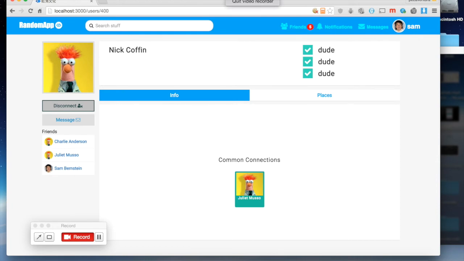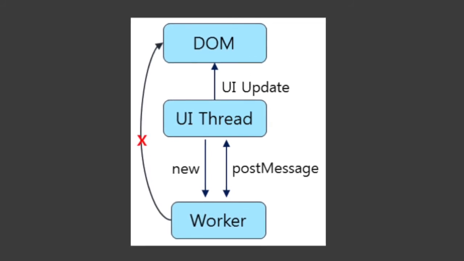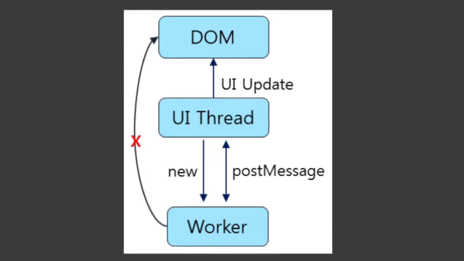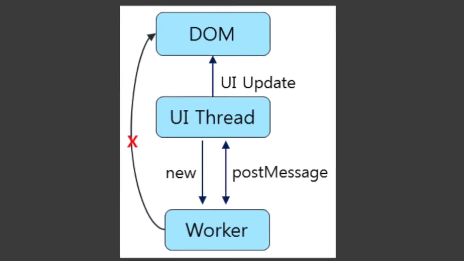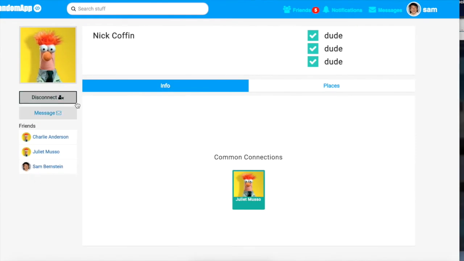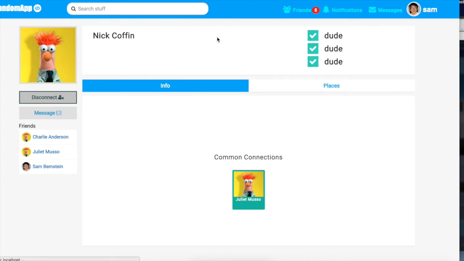This is all done using a web worker, and I have JSON data that goes through this web worker right away, so it doesn't block the UI rendering. It's on a different thread, and then it pops out the results. So, a thing I want to point out: I'm going to actually accept Steven Seagal.